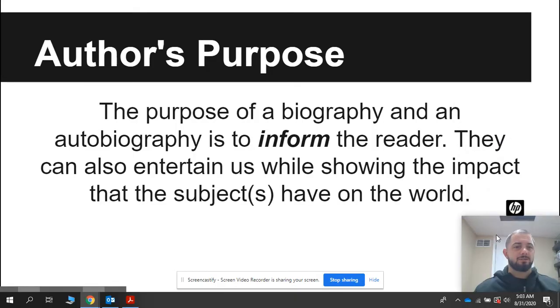The purpose of a biography and an autobiography is to inform the reader. They can also entertain us while showing the impact that the subject or subjects have on the world. And again, this is really informing us about the person's life, or their impact on the world, and how they've interacted with others.